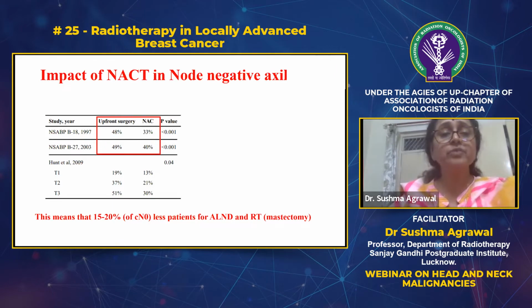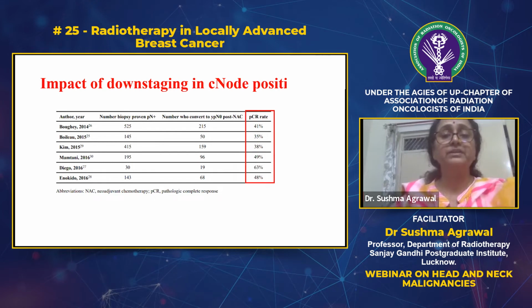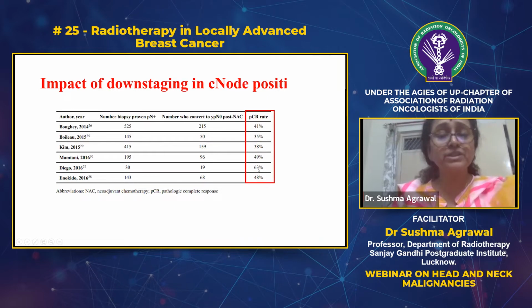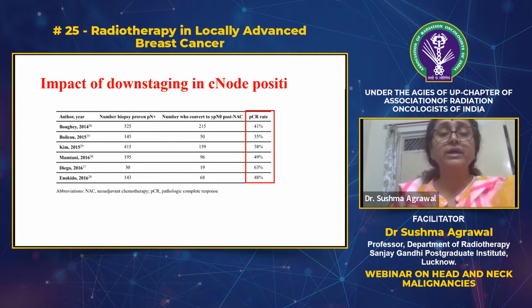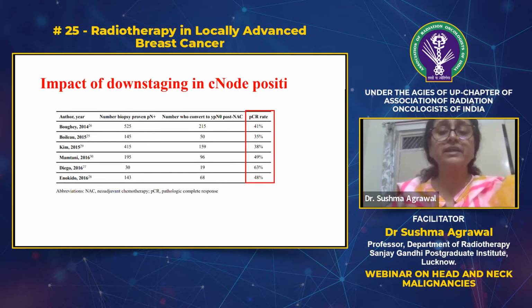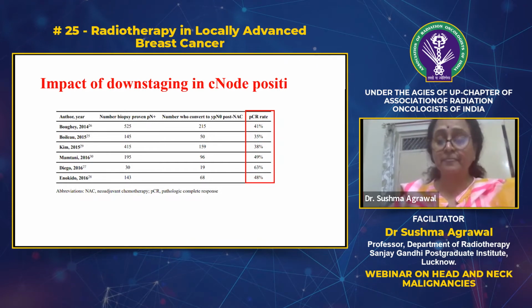So now let's see what is the impact of NACT in node positive axilla. Here they saw that the pathological complete response rate in node positive disease ranged from about 35 to 60%, which is so much higher as compared to the PCR rates in tumor, which we saw was only 26%. This is one important thing which you should note.